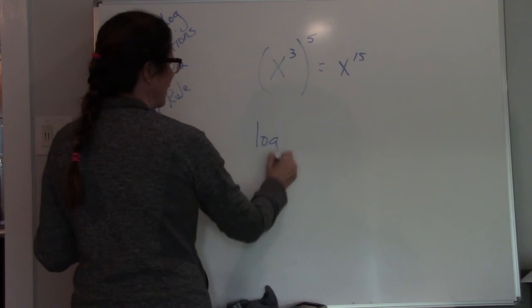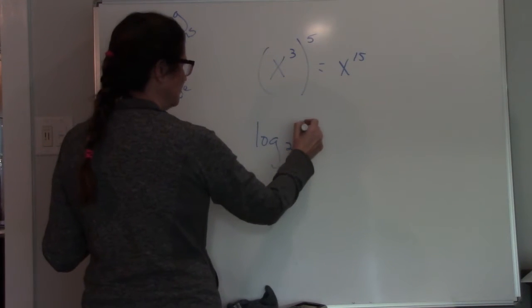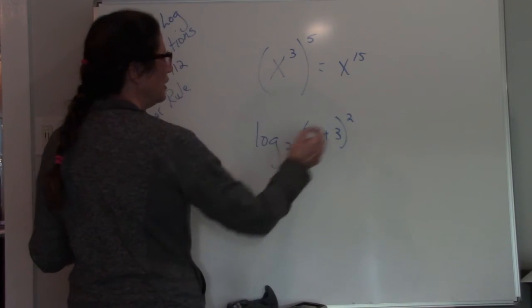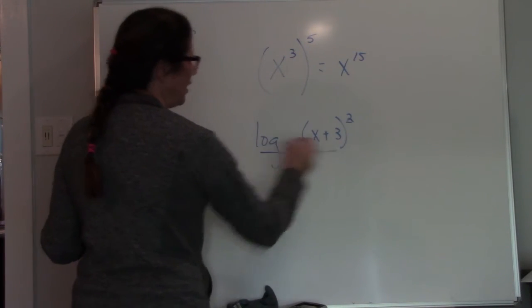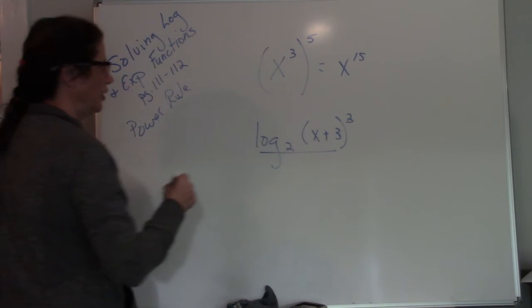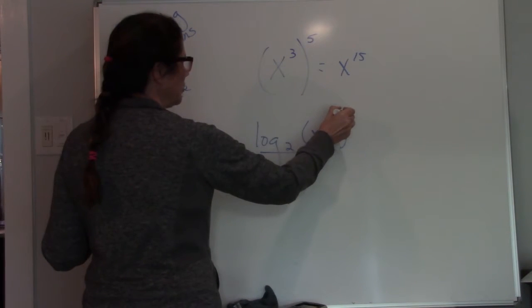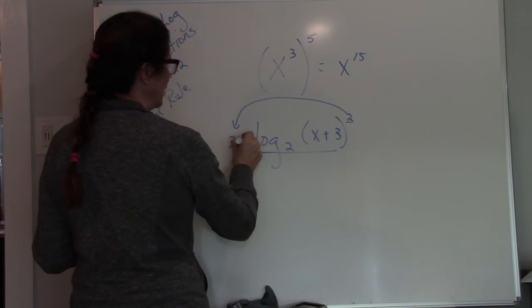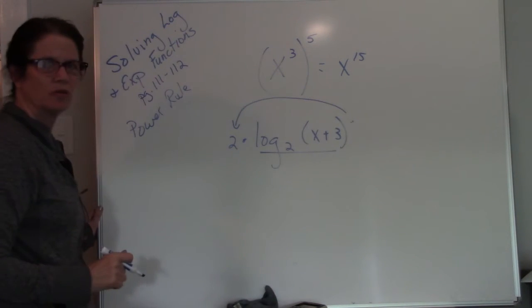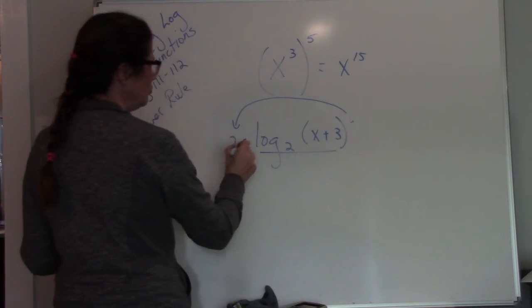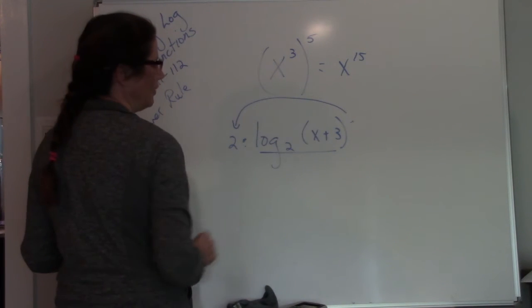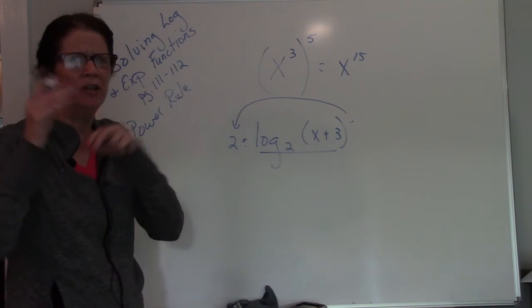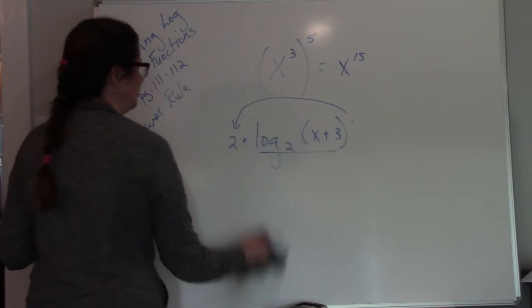If I have it as a log, let's say log base 2 of x plus 3 all raised to the second power, I have a power on a power, okay? Exponent on an exponent. So what that means is I'm going to take this exponent, I'm going to drop it to the front and multiply, and then that exponent goes away. So I end up with 2 times log base 2 of x plus 3. Okay, so the power rule just means you have an exponent on an exponent.